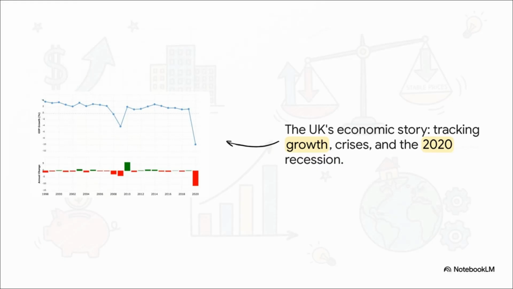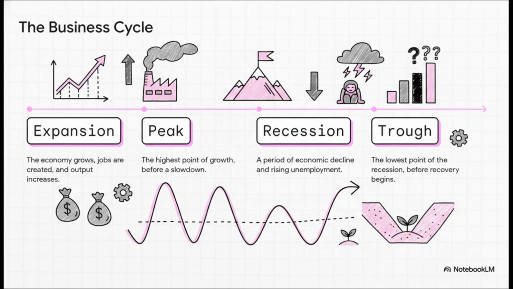What I love about a chart like this is that it shows you GDP isn't just a static number, it's a story. You can literally see the UK's economic journey here. You got periods of nice, steady growth, then bam, the huge shock from the 2008 financial crisis, and then that massive sharp drop in 2020. These ups and downs, these expansions and contractions, well, they aren't random at all. They actually follow a pattern. And that pattern is called the business cycle.